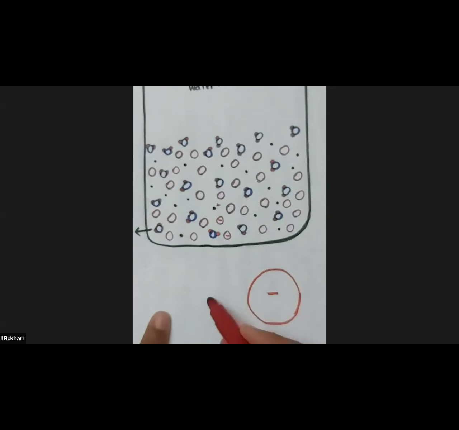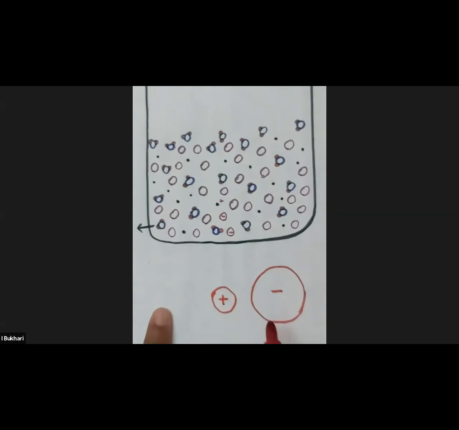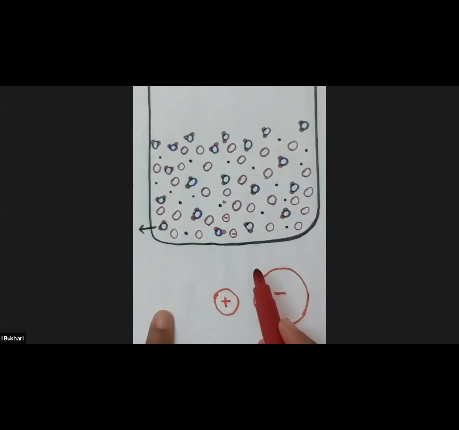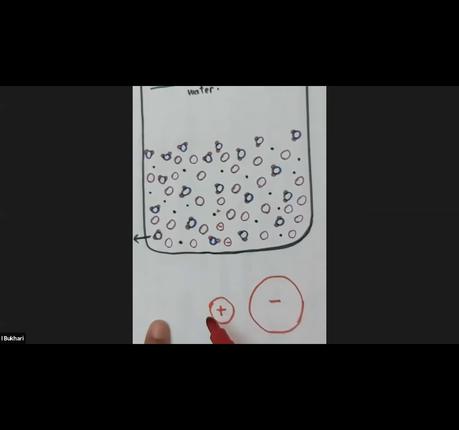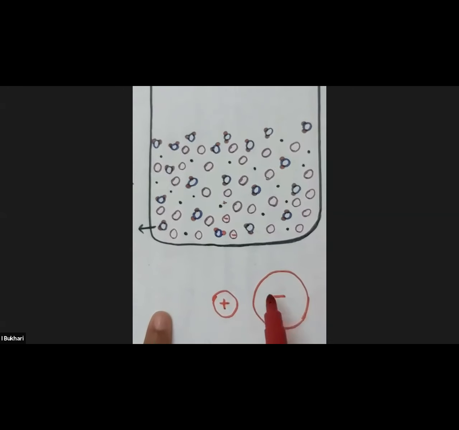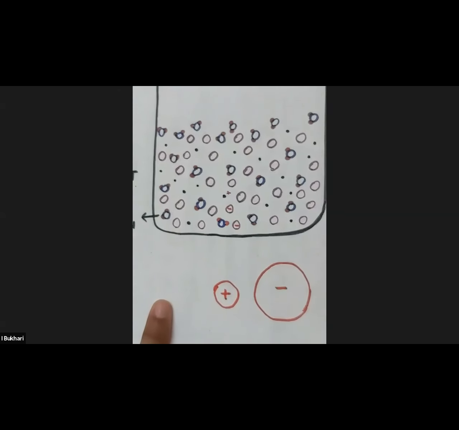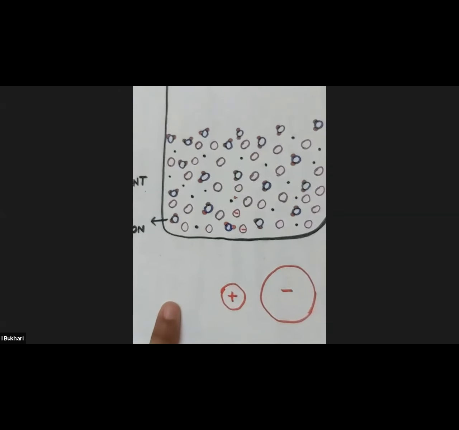Now remember, an anion is usually bigger than a cation. Why is an anion bigger than a cation? Why do they always show an anion as a bigger circle and a cation as a smaller circle? Any ideas? Do you know why an anion is bigger than a cation? Any guesses? No? Okay.